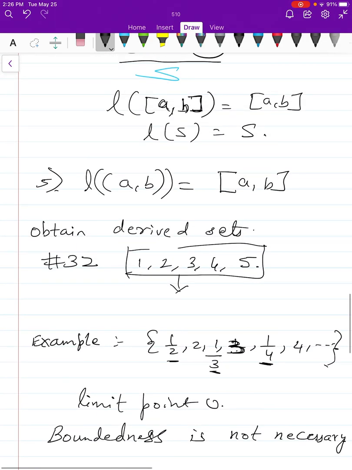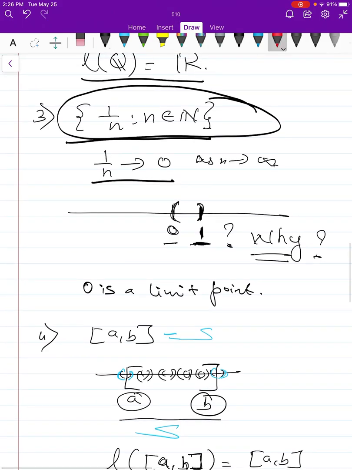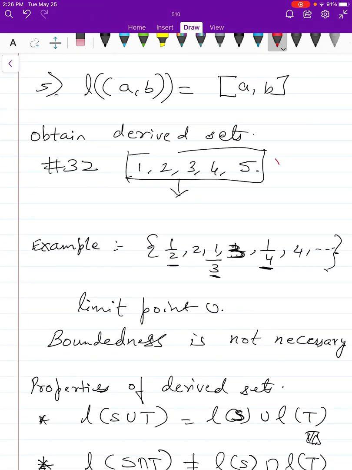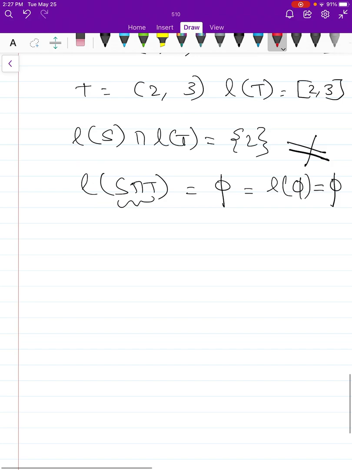These are the properties. So your question for this video: you need to think why 1 is not a limit point of the set of all 1 over n where n are natural numbers, and work on the derived sets on page number 32, where you have an exercise of finding the derived sets of 5 sets. We shall discuss it on Saturday and Sunday.